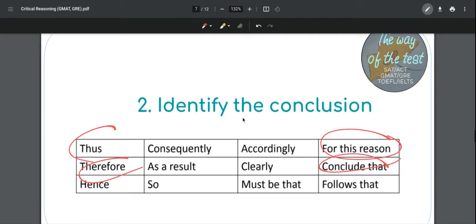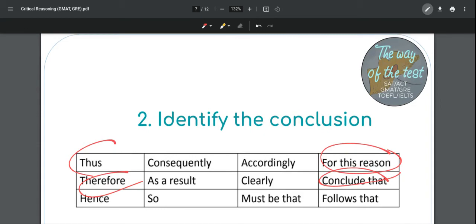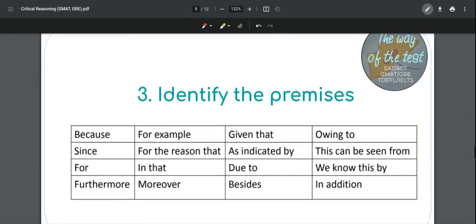Okay, so first, identify the conclusion. Remember the conclusion, as its name says, is what is concluded from the premises, or the facts, or even opinions that are provided in the text. The third thing to do is identify the premises.